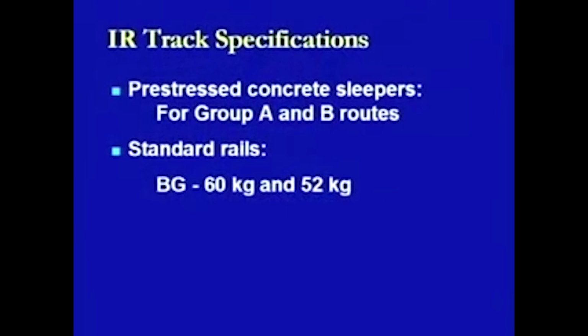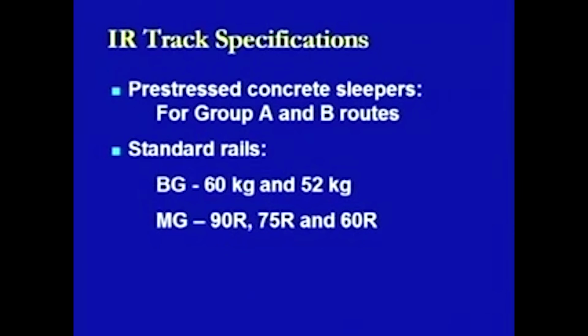In the case of the standard rails, we have to provide, in the case of the broad gauge, the rail section as 60 kg or 52 kg. When we say 60 kg or 52 kg, it means we are talking in terms of per meter rail length.